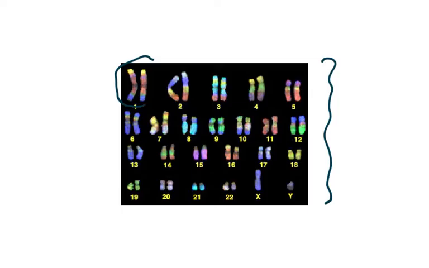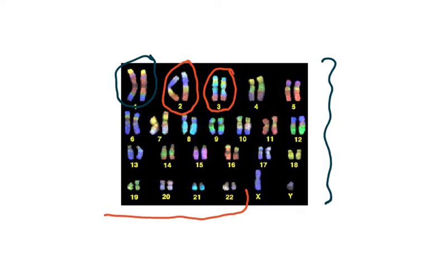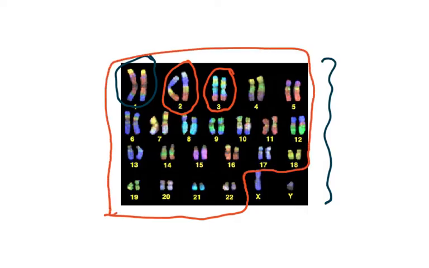Now this is one pair. This is another pair. That's another pair, which is the same length and the same shape. So we have 22 pairs of chromosomes. And these 22 pairs of chromosomes code for the body characteristics. In A levels, they are called autosomes.